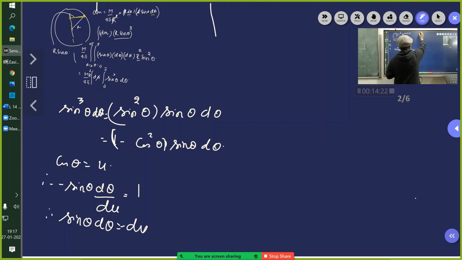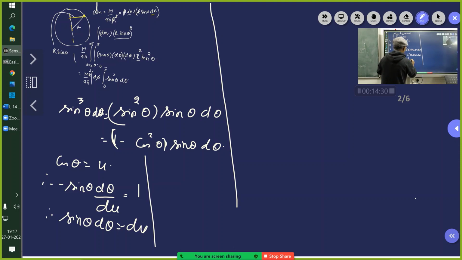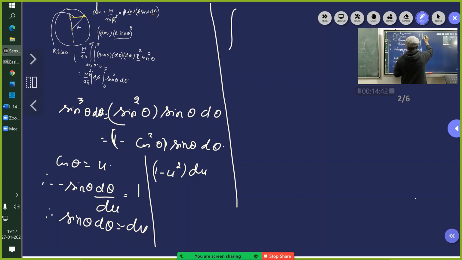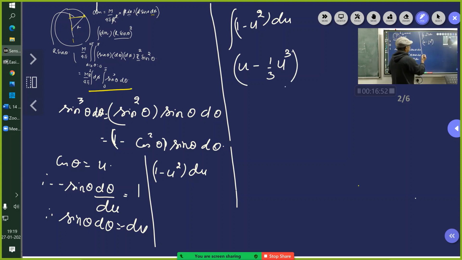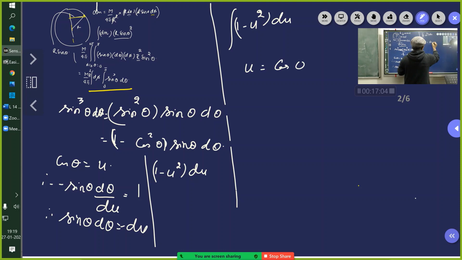So I will go about substituting this here. In this, sin square theta I can write as 1 minus u square, and sin theta d theta I will write as minus du. My integration now will be the integration of 1 minus u square into du, and if I integrate it, I will get u minus 1 by 3 u cube. This is what I am going to end up with. Now if I substitute here, see, if you have learned integration by substitution, I said u is equal to cos theta. Correct?